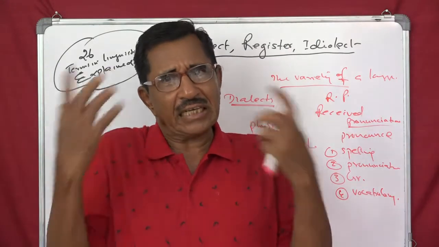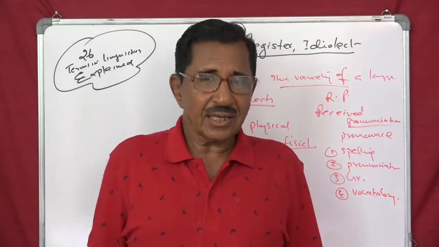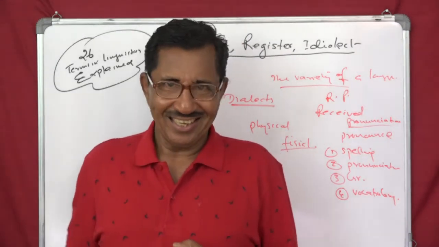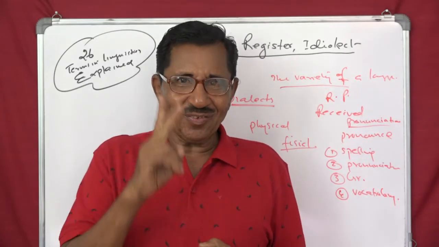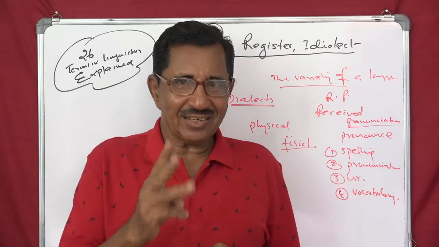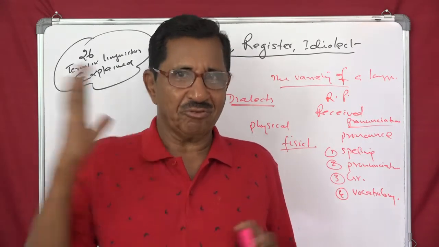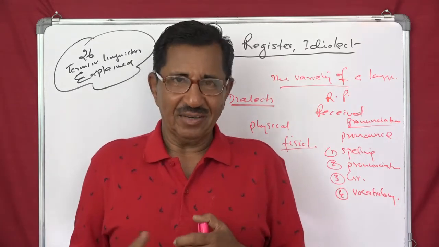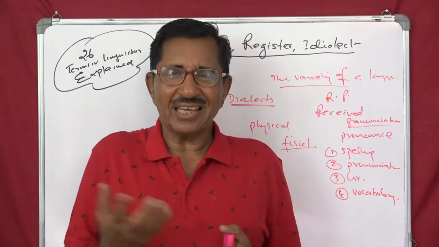So every variety is a dialect. But at the same time you should understand all the varieties have only 26 letters. Isn't it? And all the varieties have the same basic grammar. All the varieties have only 44 sounds, that is phonemes. So this is a fact. But there are slight changes also.